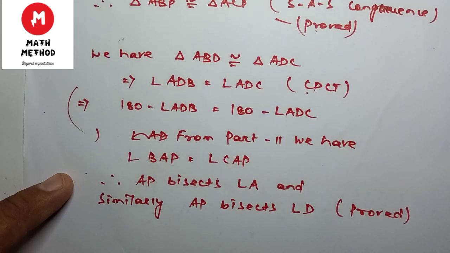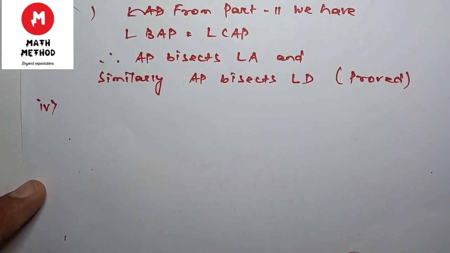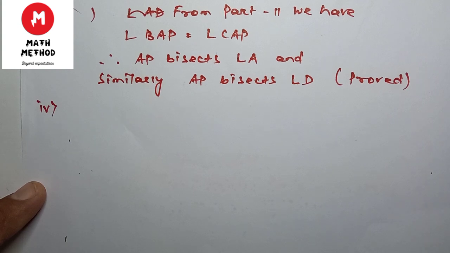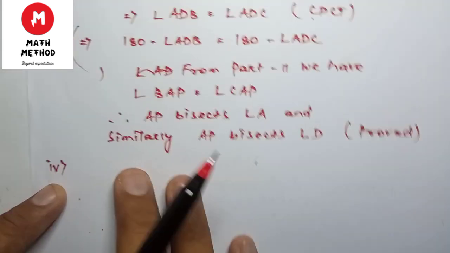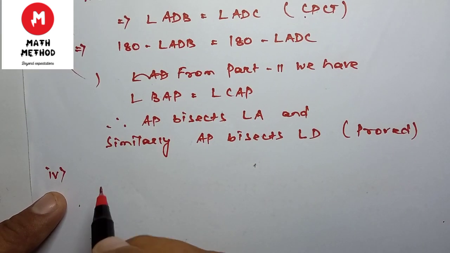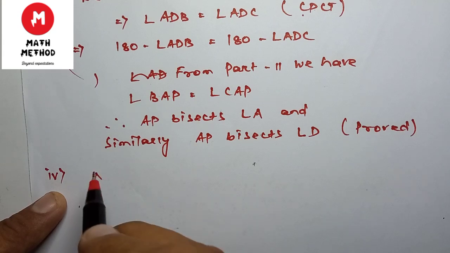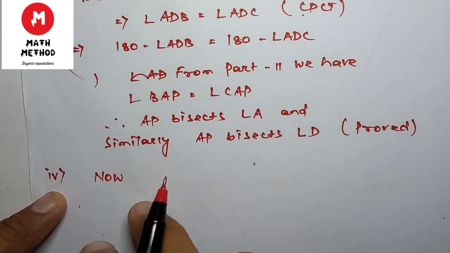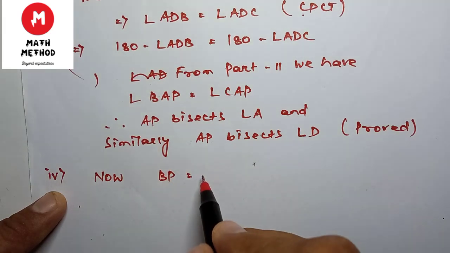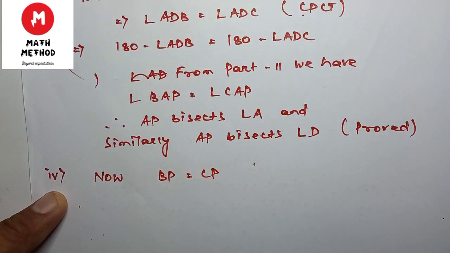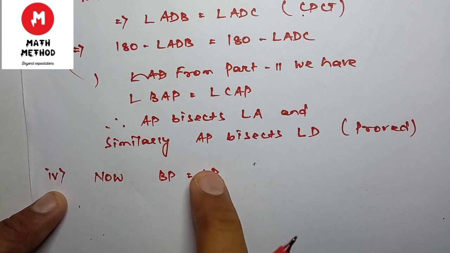Clear? Now part 4, AP is the perpendicular bisector of BC. So we have to prove BP is equal to CP, then AP will be the perpendicular bisector of BC. So here I can write, now here BP is equals to CP. BP is equals to CP we have to prove.